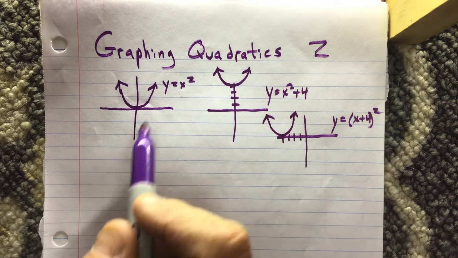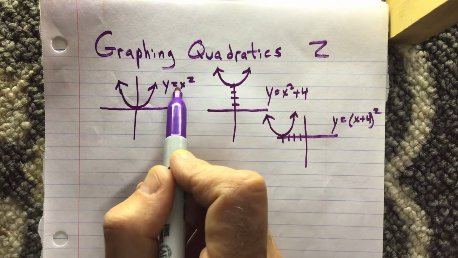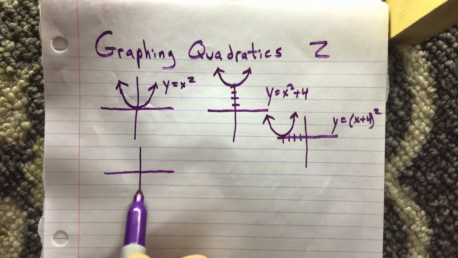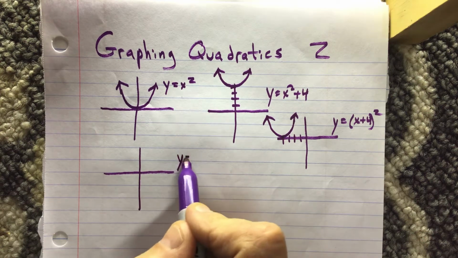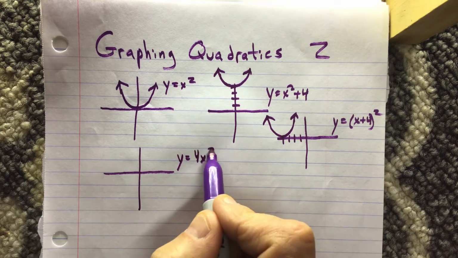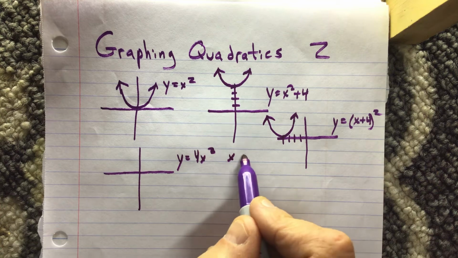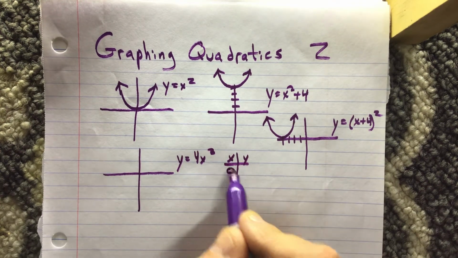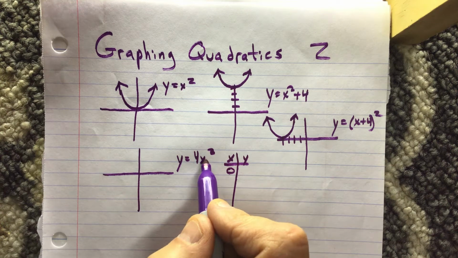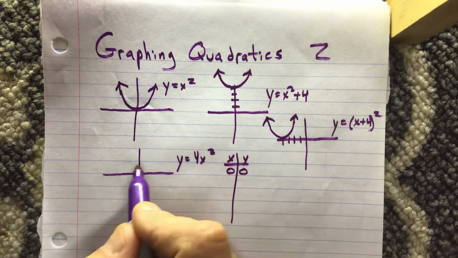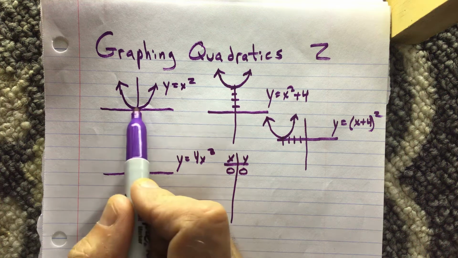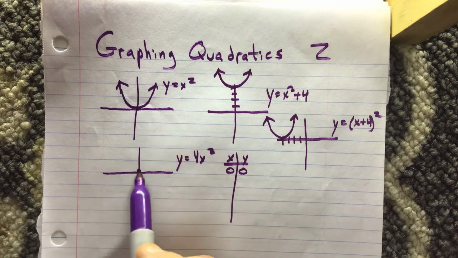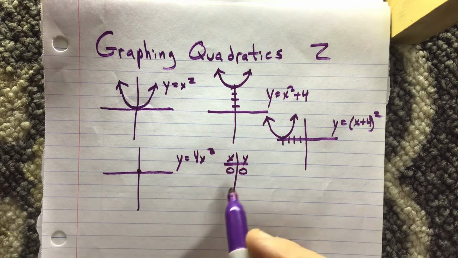In this video, I want to look at what happens when you put a coefficient in front of the x squared. So I'm going to start out with y equals 4x squared. I'll make a table of solutions. When you plug in 0, you get 0. 0 squared is 0 times 4 is 0. So you still have the same solution at the origin here as you do here. So there's no transformation up or down.